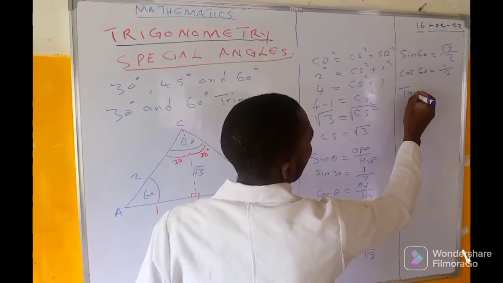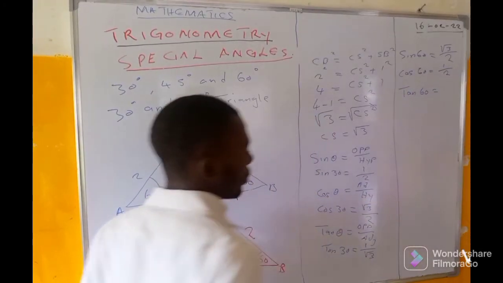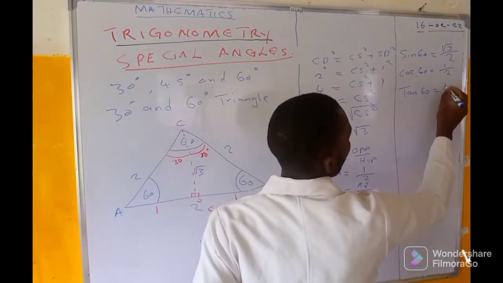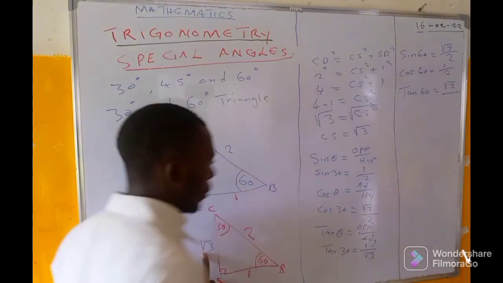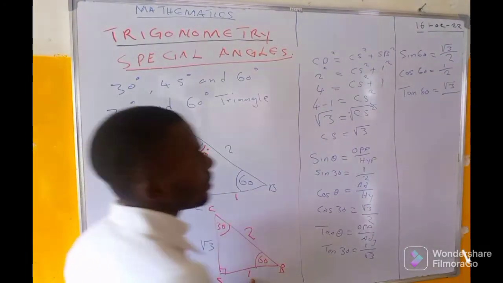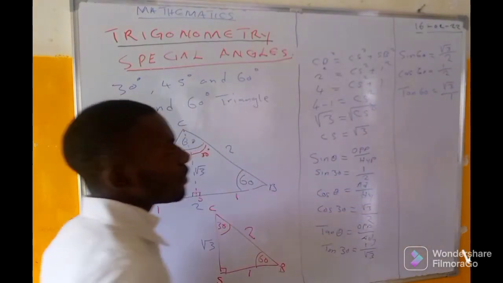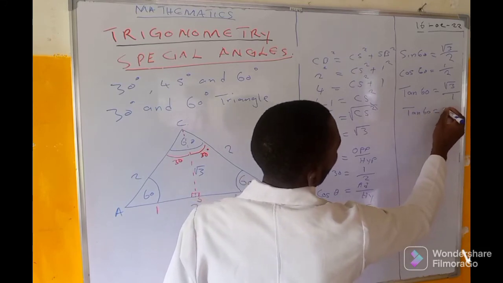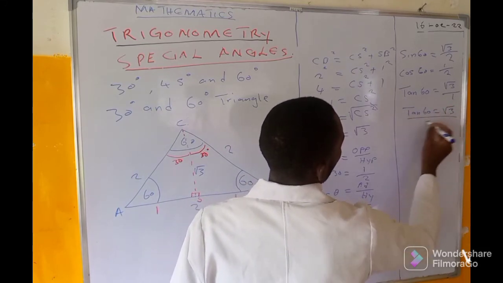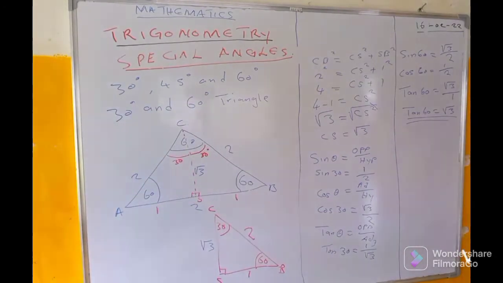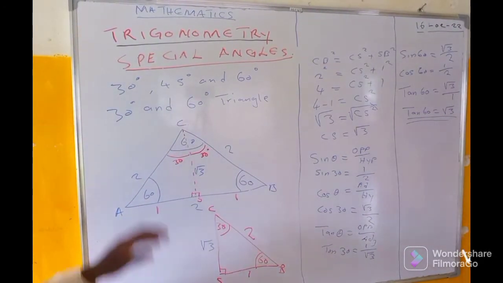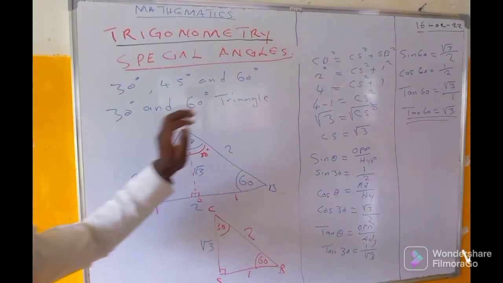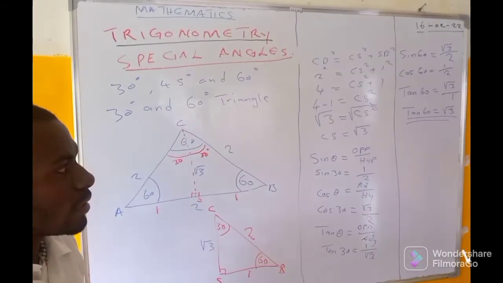Then lastly, tan 60 is equal to opposite, which is the square root of 3, over adjacent, which is 1. So square root of 3 divided by 1, we are going to have tan 60 is equal to square root of 3. So these are the 3 special angles, the 30 degrees, the 45 that we started with, and the 60 degrees angles.